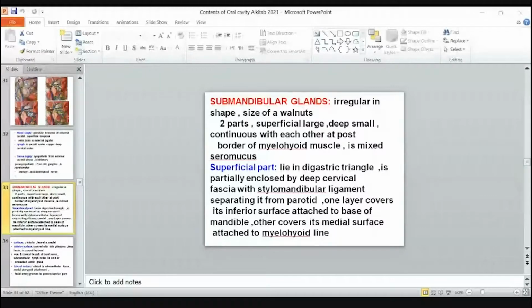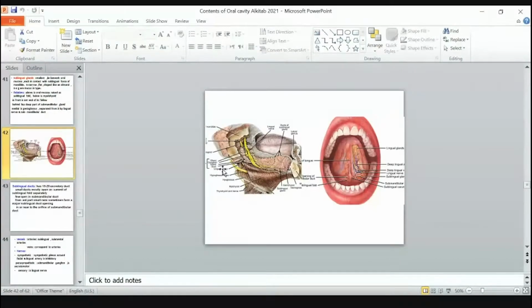Now, what is left is the third pair of large or major salivary glands, and these are the sublingual glands. The sublingual glands are the smallest of the three. It is totally mucous, and this can be seen covered with mucous membrane in the floor of the oral cavity. The sublingual salivary gland is the smallest of the three glands and lies totally within the oral cavity.